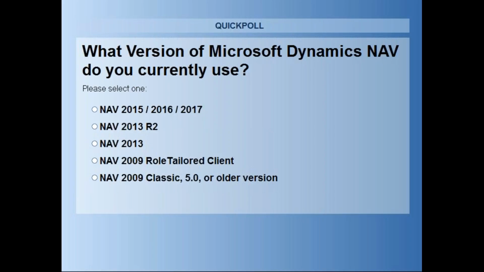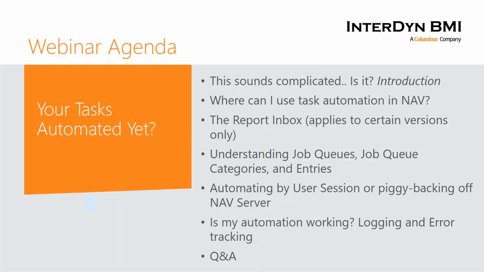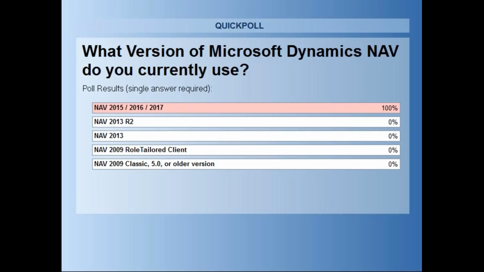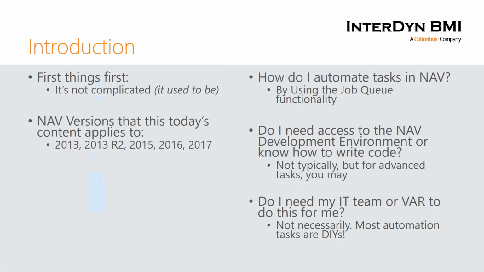4, 3, 2, 1. All right, everybody's voted, and I'm going to bring up the poll results. What's neat is that everybody here on this call is on NAV 2015 to 2017, and that's actually very encouraging because as I show you functionality today, it will apply to the version of NAV that you're on. And as I go through my introduction slide, I'm going to be talking about a few things, so it does help me to understand what level of Dynamics NAV experience you have. So let's hide this, and I'm going to open up one more poll right now, and we have another one that will come up a little bit later.